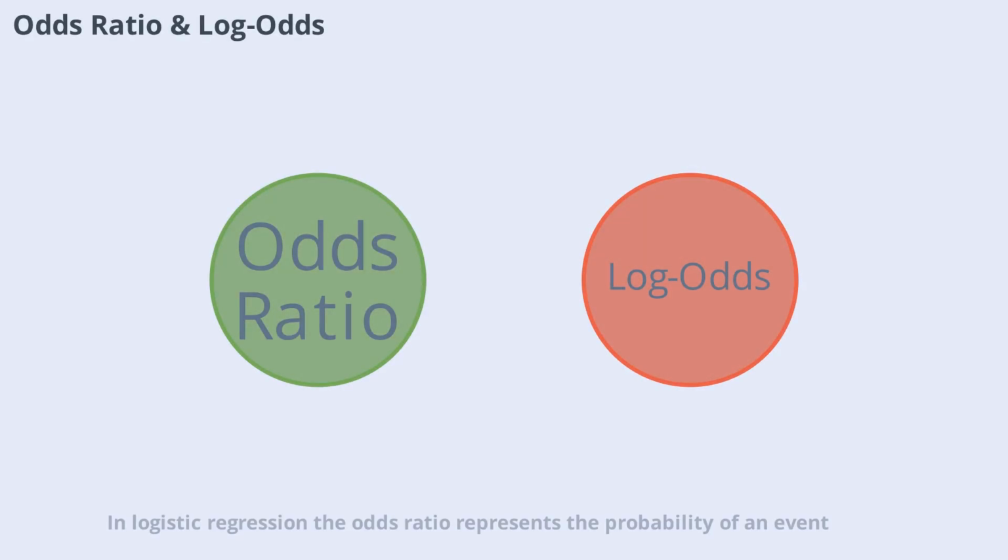In logistic regression, the odds ratio represents the probability of an event happening divided by the probability of it not happening. The log odds is simply the natural logarithm of the odds ratio. Logistic regression fits a linear plane to the log odds, allowing for straightforward interpretation. For example, in clinical health models, an odds ratio of 1.2 for smoking means smokers are 1.2 times more likely to develop heart disease than non-smokers, holding other factors constant.